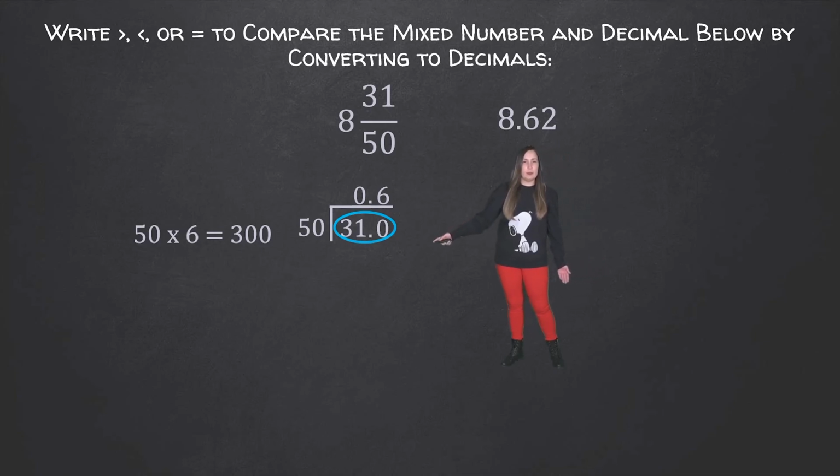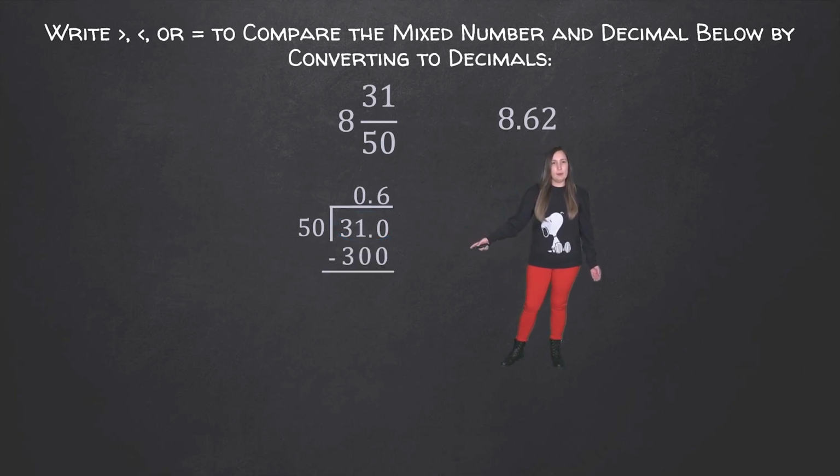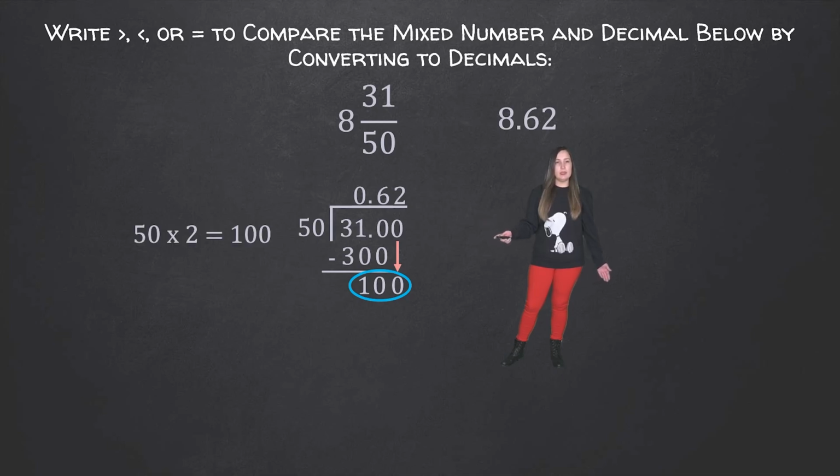So we're going to write our 300 right below and then subtract. 310 minus 300 is equal to 10. Now there's still a remainder, so let's add a 0 and see what happens. We're going to bring that 0 down. Now we ask ourselves, how many times does 50 go into 100? Well, 50 goes into 100 2 times because 50 times 2 is equal to 100. So we're going to add the 100 on the bottom and then go ahead and subtract. 100 minus 100 is equal to 0.